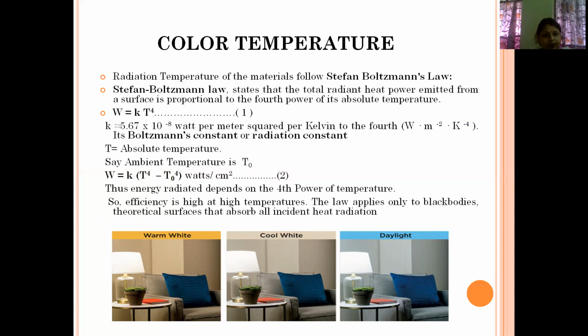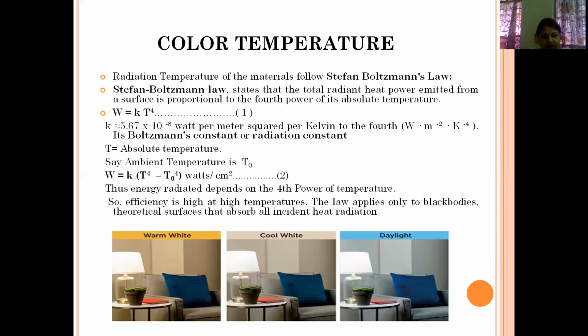So where T0, that means T suffix 0, is called the ambient temperature. Thus energy radiated depends on the fourth power of temperature. So efficiency is high at high temperatures. The law applies only to black bodies, theoretical surfaces that absorb all incident heat radiation.